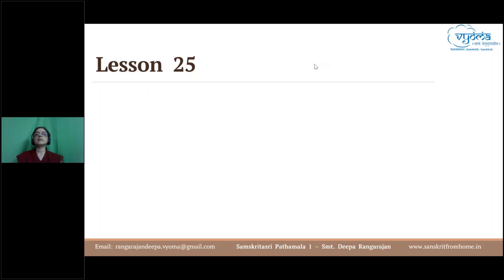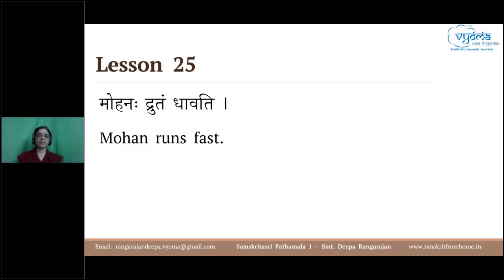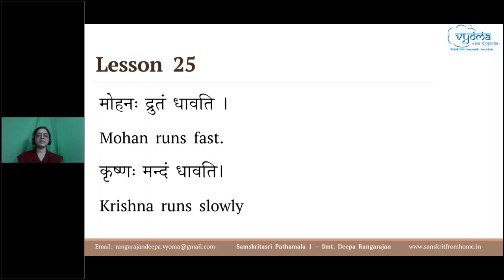Janvi Satish. Ram Ram. Mohanah drutam dhavati. Mohan runs fast. Very good. Drutam is again a new word. Drutam means fast. Krishna mandam dhavati. Krishna runs slowly. Yes. Dhanyavada.